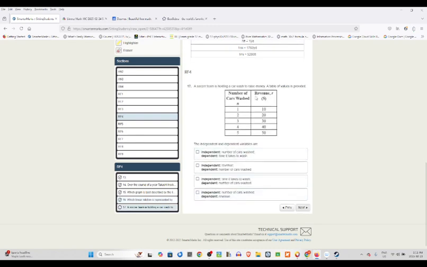Now, a soccer team is holding a car wash to raise money. Here's our number of washes, and here's our revenue. So the independent and dependent variables are, well, the number of cars that come in are the choice. So the independent should be the number of cars washed, and the dependent should be our revenue.